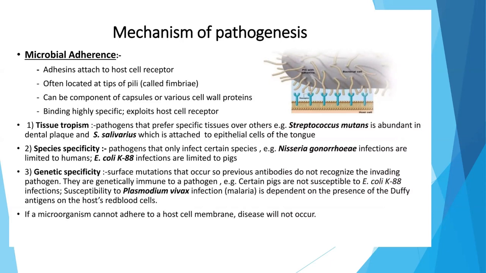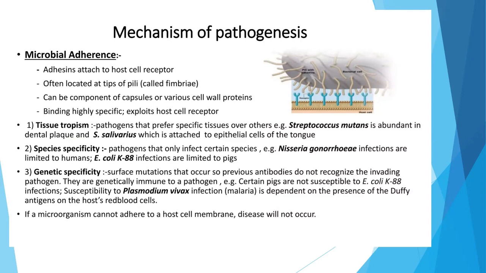Tissue tropism is when the pathogens prefer specific tissues over others. For example, Streptococcus mutans is abundant in dental plaque, and Streptococcus salivarius is attached to the epithelial cells of the tongue. There can be species specificity, which means, for example, that pathogens can only infect certain species. For example, Neisseria gonorrhoeae infections are limited to humans and E. coli K88 infections are limited to pigs.